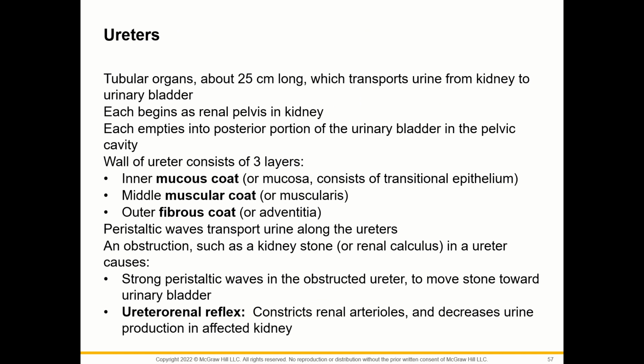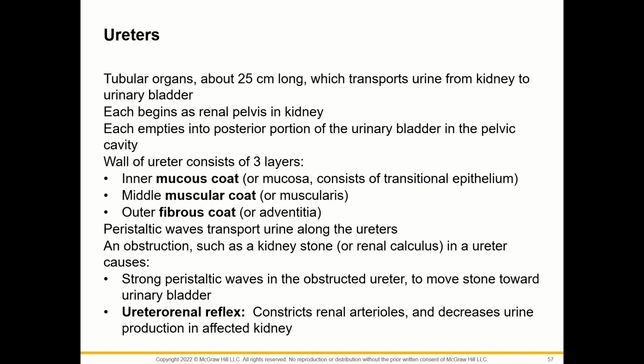The ureters are tubular organs about 25 centimeters long, which transport urine from the kidney to the urinary bladder. Each begins as a renal pelvis in the kidney. Each empties into the posterior portion of the urinary bladder in the pelvic cavity. The wall of the ureter consists of 3 layers: the inner mucous coat, the middle muscular coat, and the outer fibrous coat.